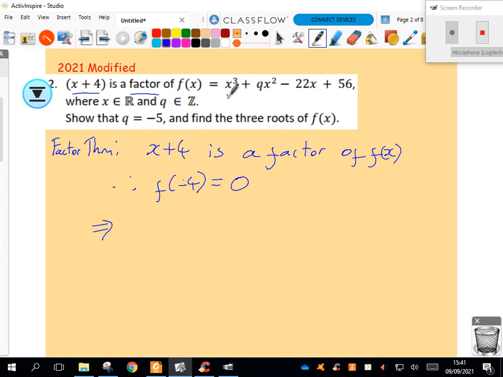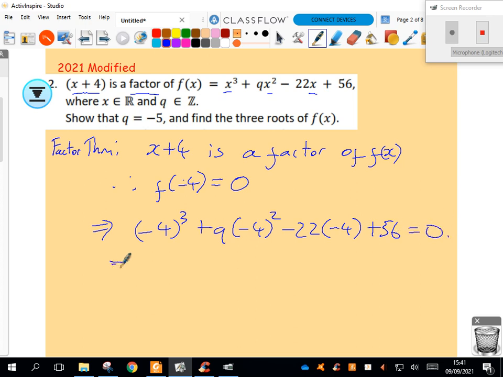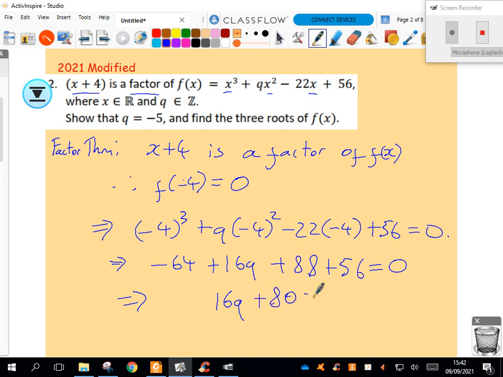F of negative 4, we're just replacing all our x's with negative 4's in the function. Negative 4 cubed plus q times the square of negative 4 minus 22 times negative 4 plus 56. All of that stuff has to equal 0. Just a bit of number crunching here. Negative 64 plus 16q plus 88 plus 56 equals 0. So 16q, 88 minus 64 is 24, plus 56, that's 80, plus 80 is equal to 0.